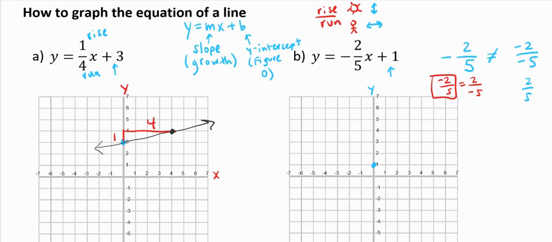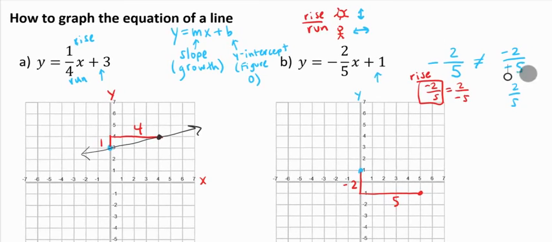So I start my y-intercept here at 1, and then my rise is negative 2, and because it's negative, that means I go down, so 1 and 2. And then I go over 5, so 1, 2, 3, 4, 5. Okay, and then draw my line. Oh, sorry, I forgot to label it. So this is 5. Let me connect the points. Okay, and there's my line.